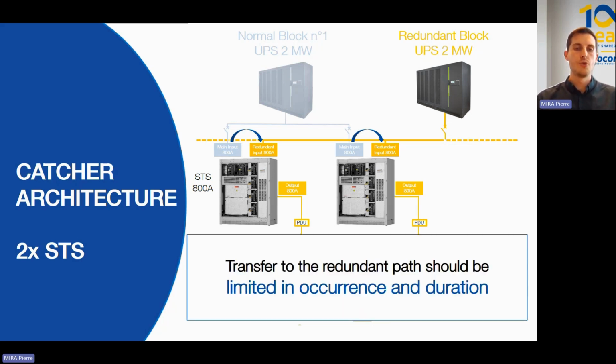We have to make sure that the transfers to the redundant path are limited in occurrence and in duration. So we have to monitor over time all of the transfers to the UPSs and understand why there was a transfer and how to minimize these transfers to have the most resilient architecture.